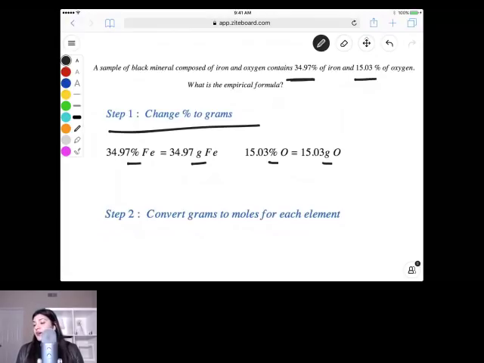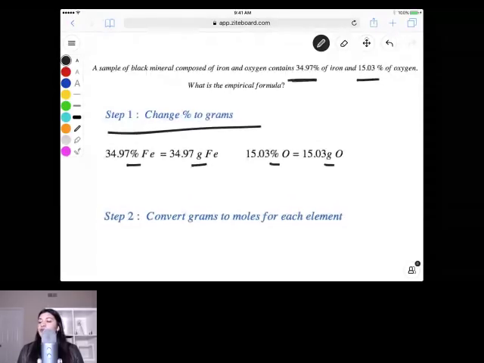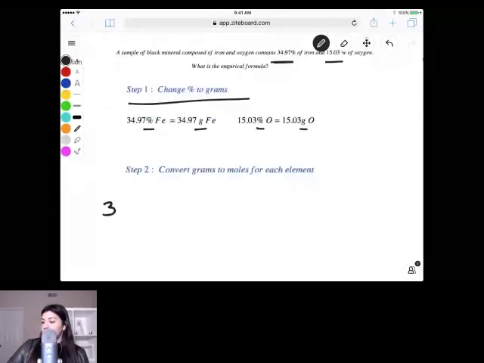Now that we have that down, of course, we have to change this all to moles, because that's what chemistry likes to do. They just love their moles. So in our case, we're converting grams to moles for every single element. Luckily, we only have two. I'm going to do that, starting with the grams that we just found, converting these grams to moles using the molar mass.